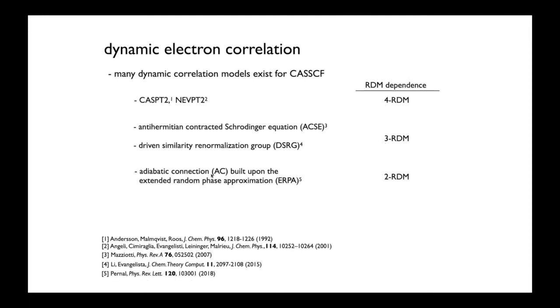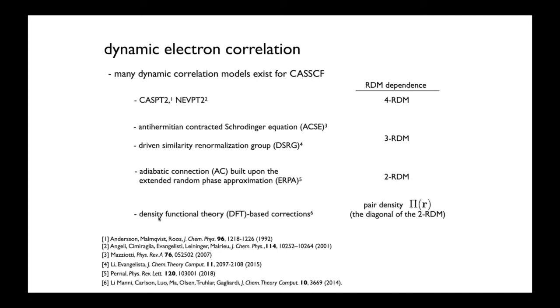There's very interesting work from Katarzyna Pernal's group, where she developed an adiabatic connection that's built on something called an extended random phase approximation. The equations there only depend on the 2-RDM, so it's very desirable for us. We've actually done several studies exploring this, but all I want to talk about today is this last one, which is a density functional theory based correction that's based on a pair density, which is the diagonal of the 2-RDM in real space.